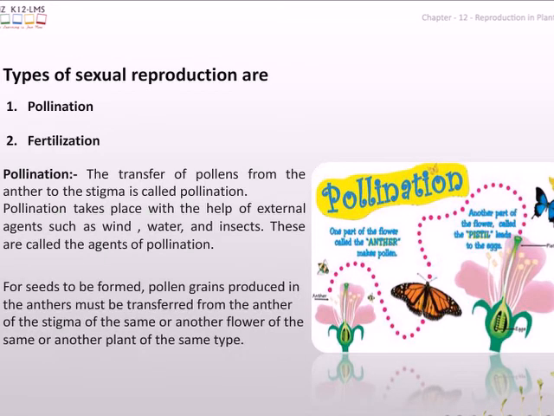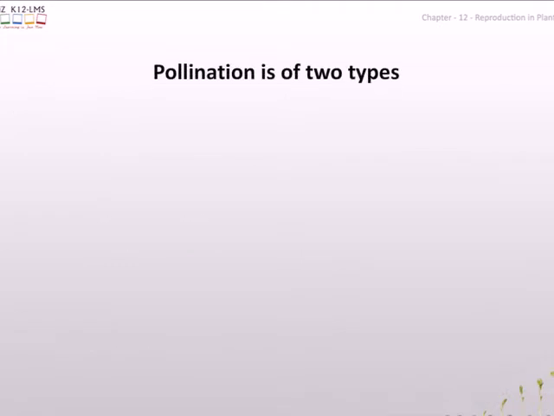For seeds to be formed, pollen grains produced in the anthers must be transferred from the anther to the stigma of the same or another flower of the same or another plant of the same type. Pollination is of two types.